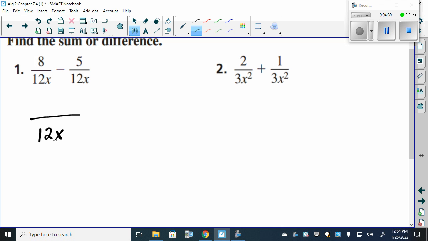And 8 minus 5 is 3. We can simplify because 3 and 12 do have a greatest common factor of 3, which simplifies to 1 over 4x. Yes, 1/4x. And that there would be the answer. Let's do two more like this. We'll do this one here and one more.